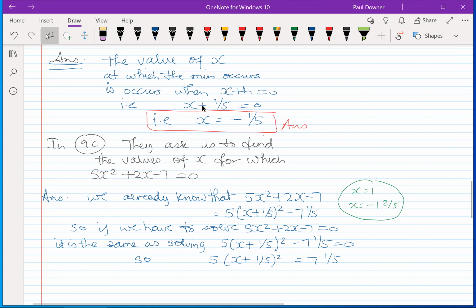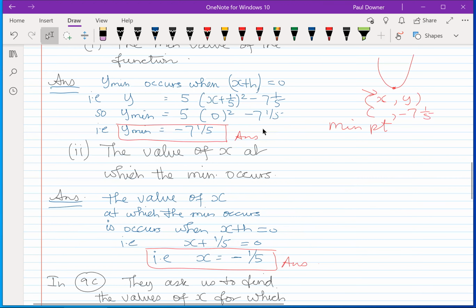Well, some people say bring this over on the other side and change the sign, so plus a fifth becomes minus 1/5, right? Or some people say do the opposite. So if this is plus 1/5, you minus 1/5 on the left and you minus it on the right. At the end of the day, the value of x that makes this true is when x is equal to negative 1/5. So this gives us the value of x at which the minimum occurs: x equal to negative 1/5, right?